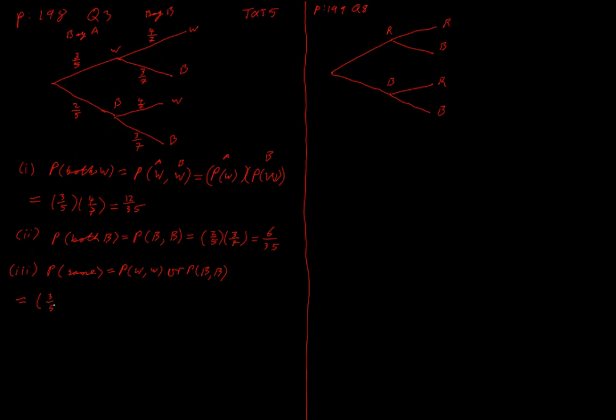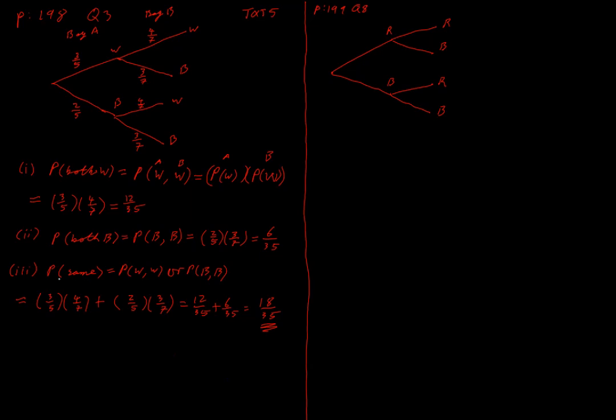So probability of getting a white in A by the probability of getting a white in B. Or means add, so plus probability of getting a blue and a blue, 2 out of 5 by 3 out of 7. So we get our 12 out of 35 plus 6 out of 35 is 18 out of 35. And that's our final answer.